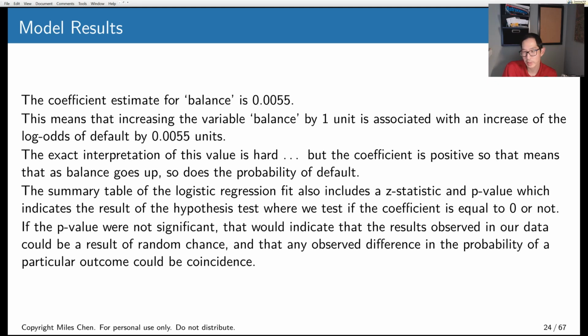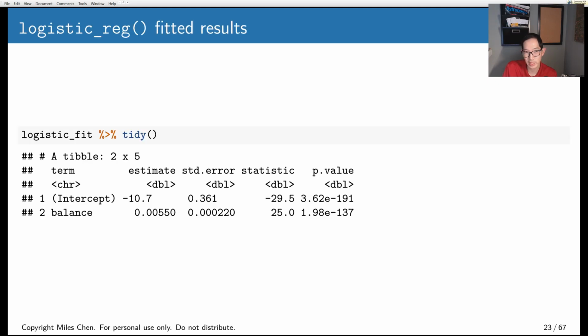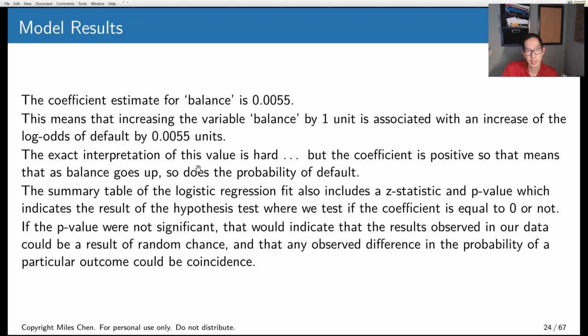Okay. And so let's talk about that resulting coefficient for balance, right? Basically, the quote-unquote slope for this is 0.00550. So what does that mean? This means that when we increase the balance by 1 unit, so basically if there are 2 people and one person's balance is $1 higher than the other person's balance, that results in an increase of the log odds of default by 0.0055.